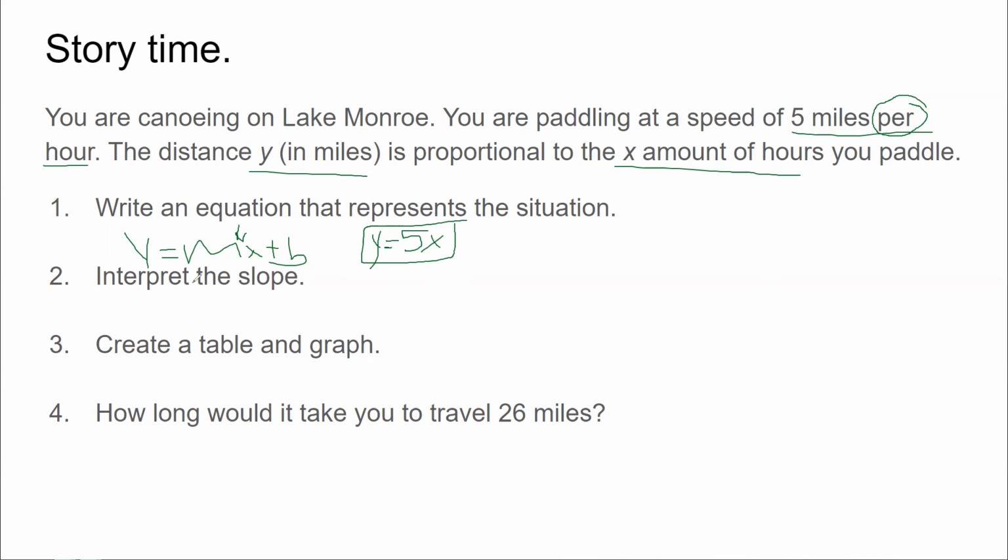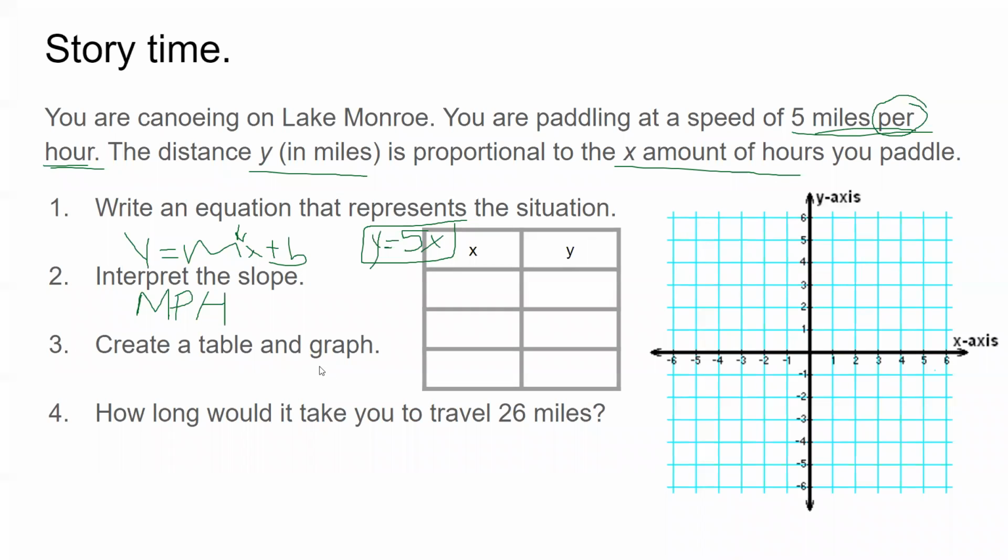We're interpreting the slope. This question is just asking you, what is 5? It's right here. It's written in the problem. 5 is miles per hour. So I'm going to write mph. Create a table and a graph. So let me put in a table or a graph here. So now we have a table and graph.